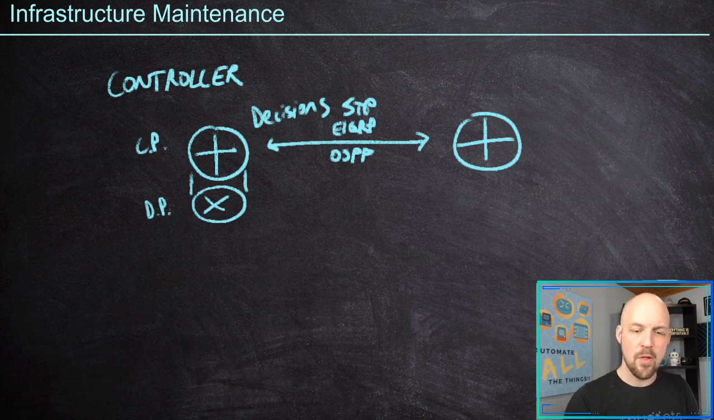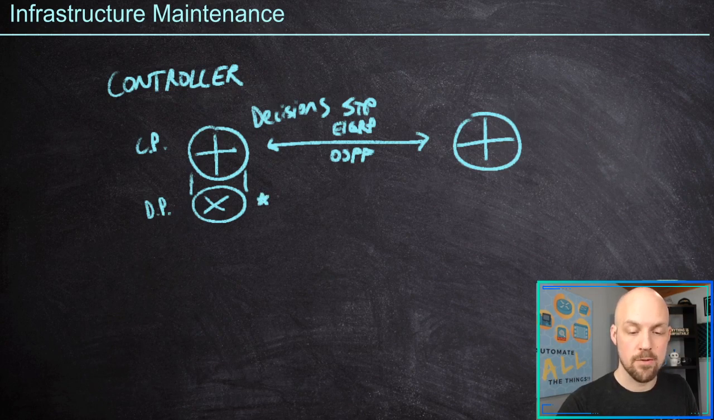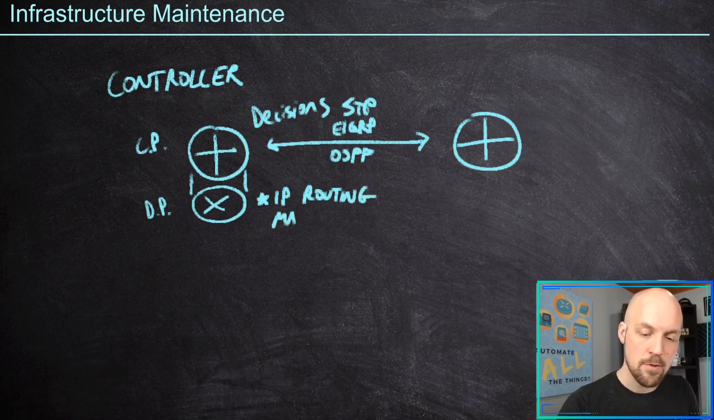So now this data plane, this is not talking to anybody. Forget it. I am making my decisions based on what I know. What do I know? Well, this would include things like the IP routing table and maybe the MAC address table. Okay.